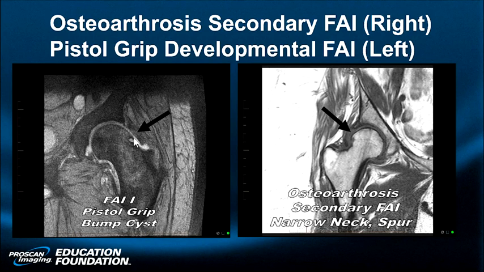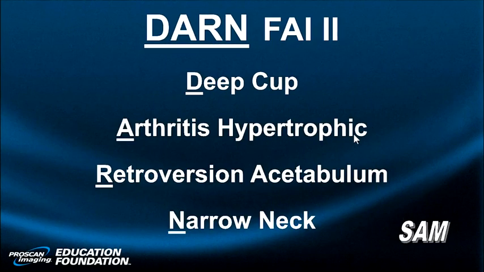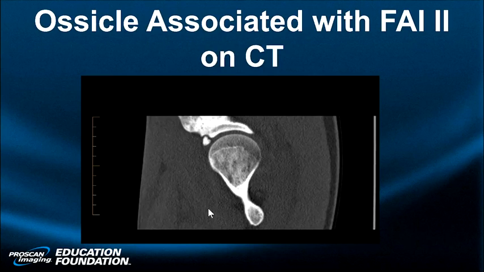This is a dysplastic type. Here's one that's acquired, little spur, big spur, same as the one I missed the other day. So for FAI2, all you've got to remember is "darn that FAI," because it hurts more than FAI1. The cup is deep, there's tremendous arthritis, there's retroversion, and the neck is narrow. So don't forget about the mnemonic DARN.